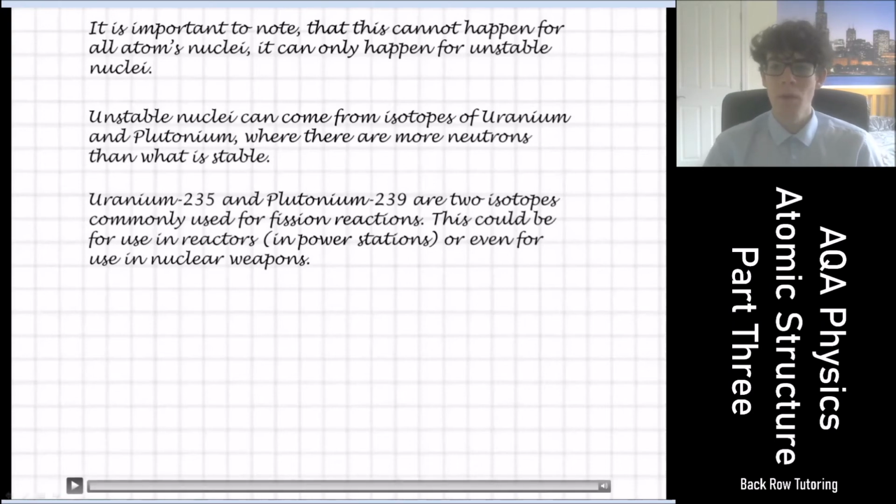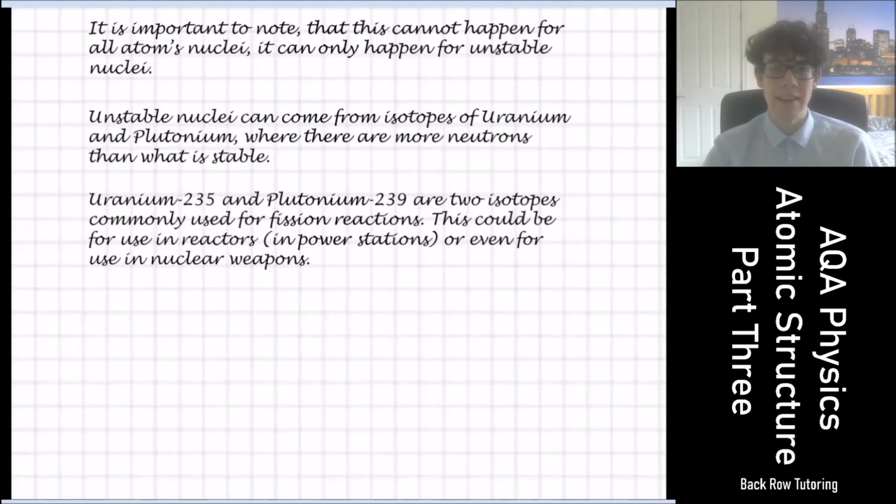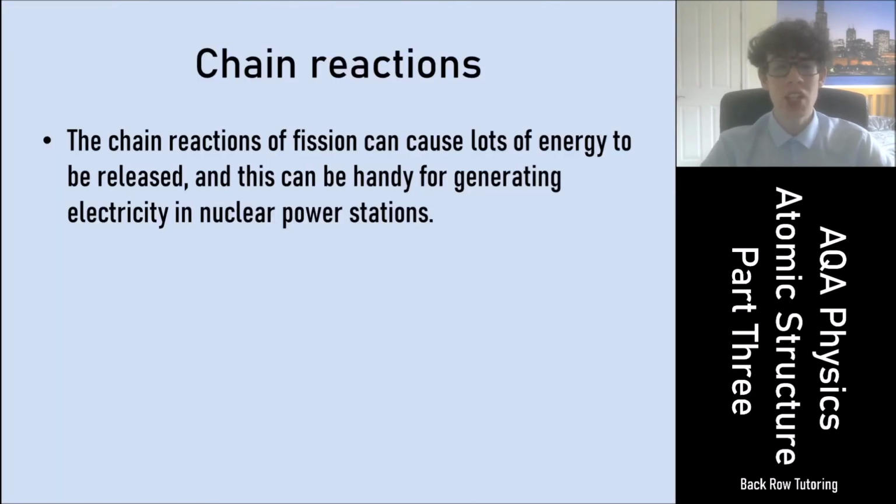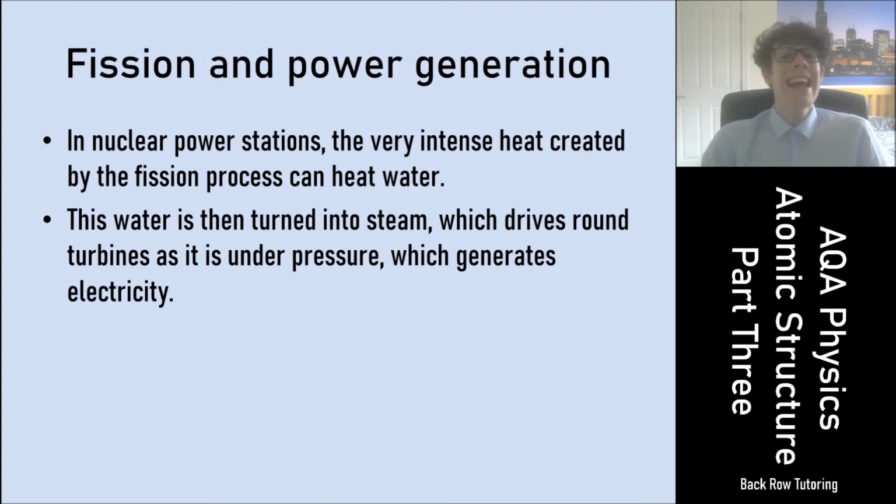Okay, so that explained what we've already been through about how fission works and how fission can then induce more fission with the releasing of neutrons, and we'll call this a chain reaction. The chain reactions of fission can cause lots of energy to be released, and this can be handy for generating electricity in power stations. In nuclear power stations, the very intense heat created by the fission process can heat water. This water is then turned into steam, which drives round turbines as it is under pressure, which generates electricity.